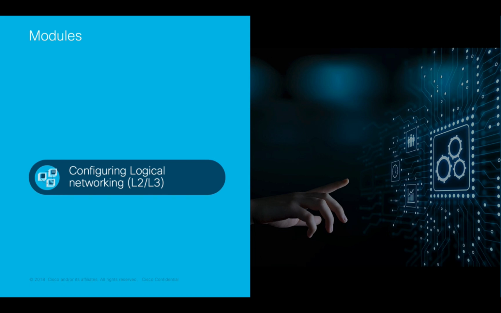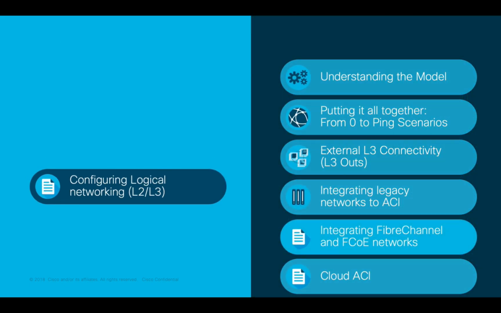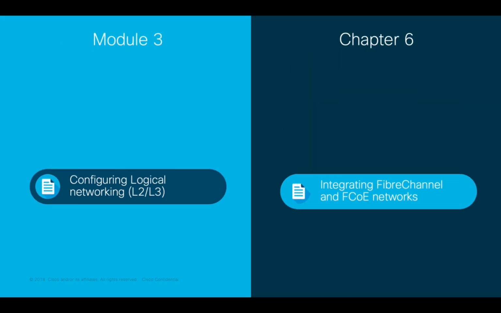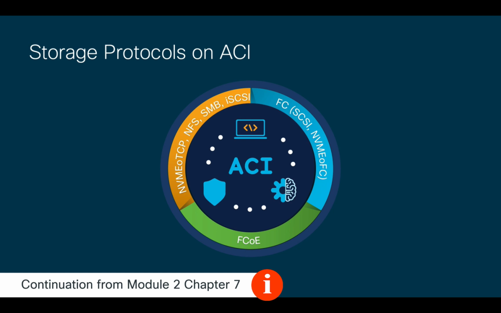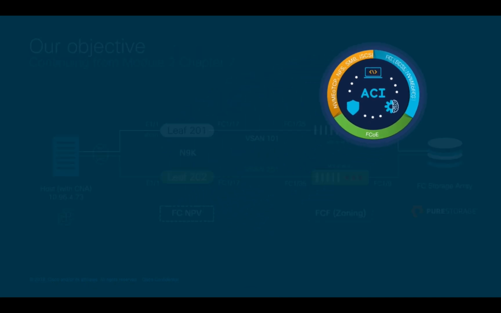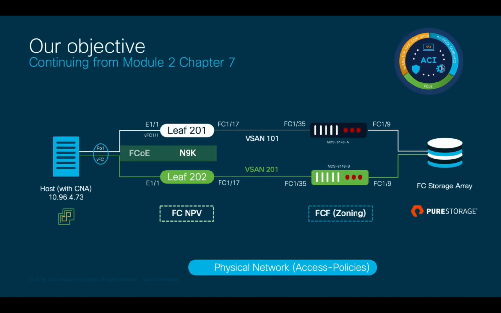In this video, we will cover Module 3, Configuring Logical Connectivity, Chapter 6, Fibre Channel and Fibre Channel over Ethernet. In Module 2, Chapter 7, we covered an overview of storage protocols and unified fabric on ACI, as well as the physical network configuration to connect FCoE and FC based on the displayed topology.